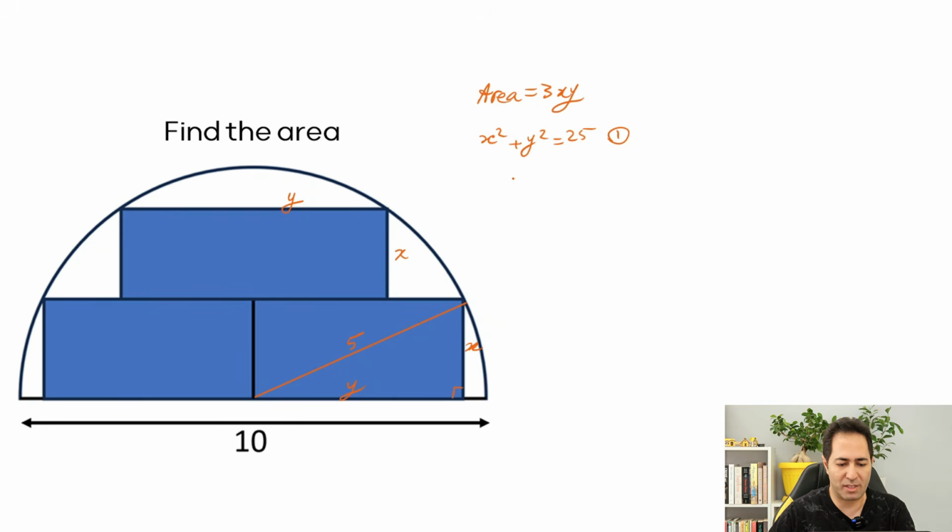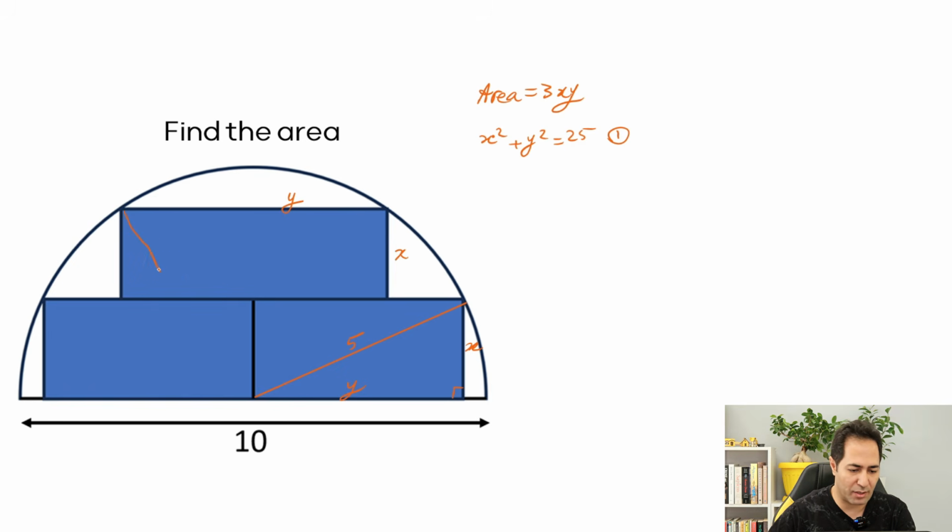Now some people may jump to conclusion here and say that, well, x is 3 and y is 4, so it adds up to 25, and I'm going to write x and y as 3 and 4, but this is wrong approach, remember that, and we need another equation to find the two unknowns.